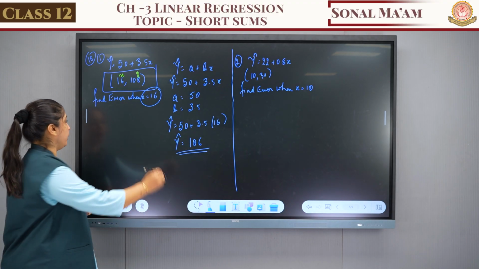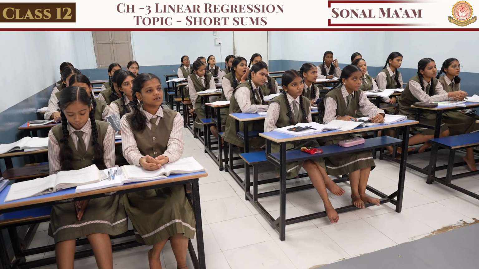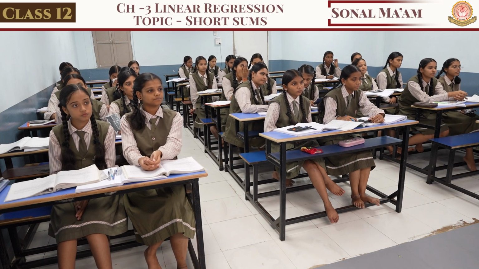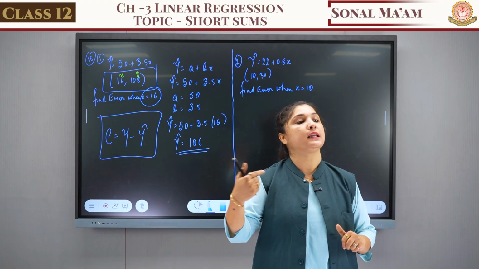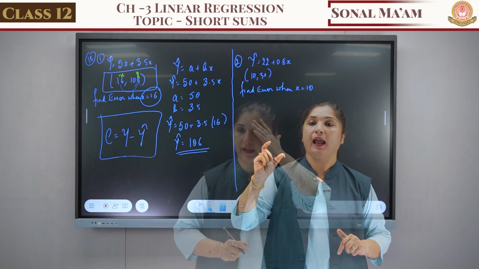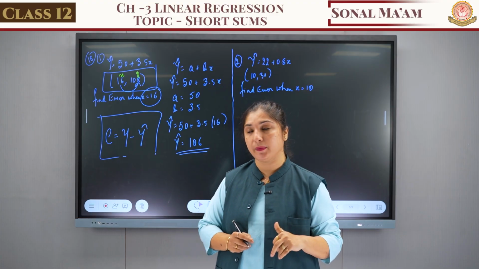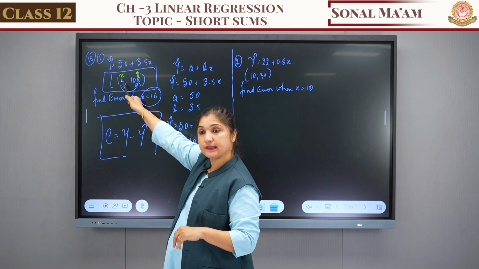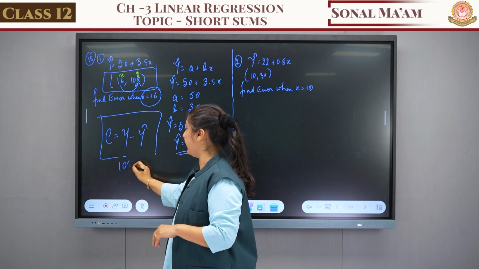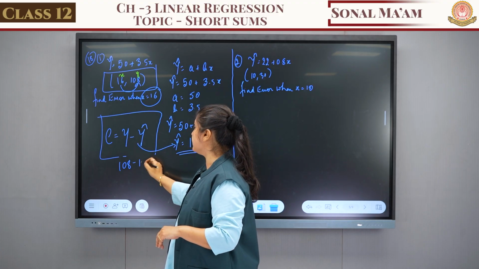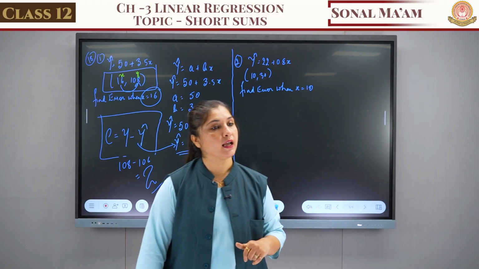Right? Whenever we have to find the error, what do we do? Y minus y cap. What is y? Y is the actual value and y cap is the estimated value, and e is the error. Error is y minus y cap. Whenever x is 16, y is 108, and we found y cap as 106, which means this 2 is our error.